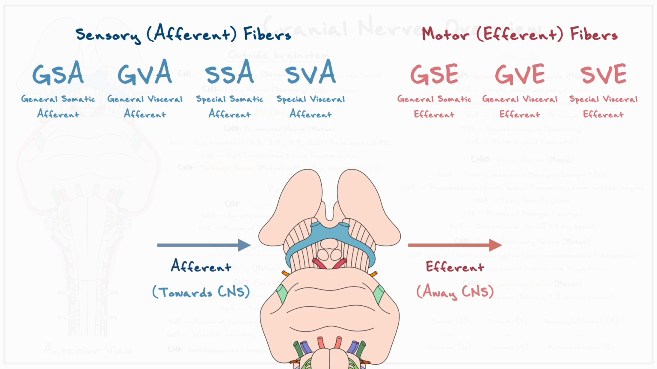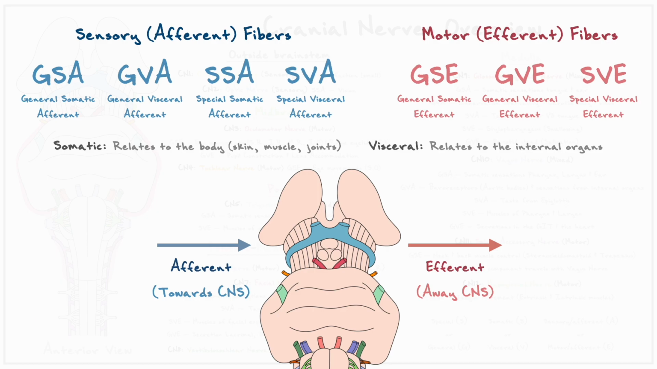Now, you will notice that for all of these 7 fiber types, the first word will either be general or special, and the second word will either be somatic or visceral. If we start with the second word first, the difference between somatic and visceral is that somatic relates to the body and more precisely to the skin, muscles, and joints, whereas the visceral relates to the internal organs. As a result, all the fibers that go, let's say, to the heart or the lungs will be classified as visceral because they go to internal organs, but any fibers that go to the skin will be labeled as somatic.